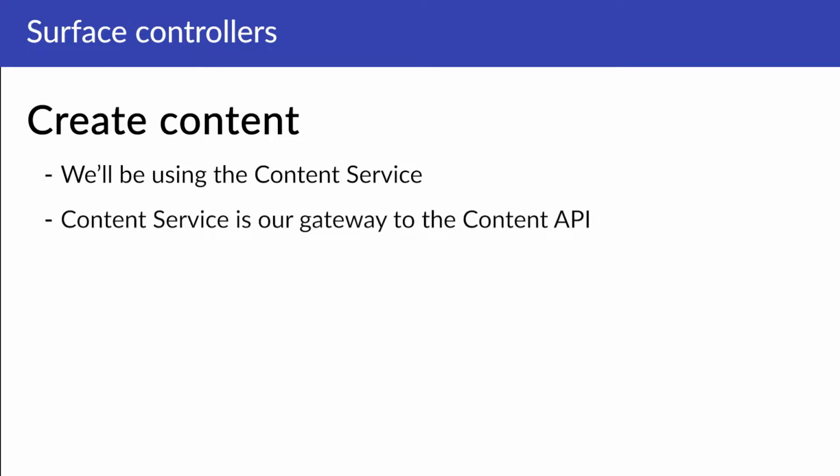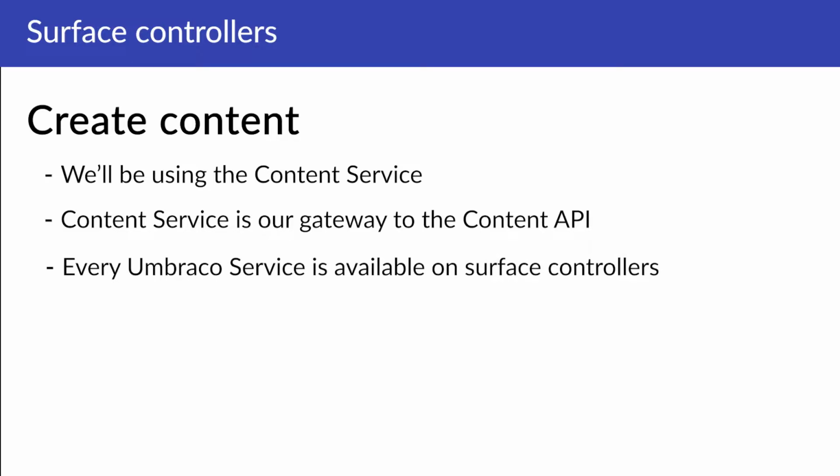So, we want to create content. In order to do that, we need to access the content service, which is one of the many services that Umbraco ships with. The content service is our gateway to the content API, and we need access to it in order to create and work with content in our Umbraco project. Fortunately, we're working with service controllers in this chapter, and every Umbraco service is automatically available directly from the service controllers. It's available on the services property.